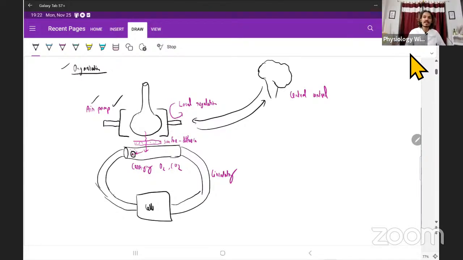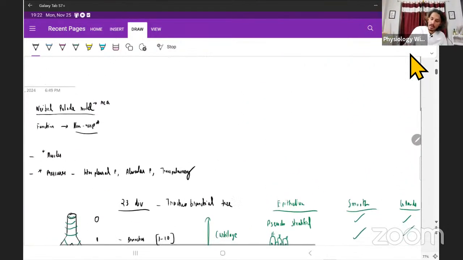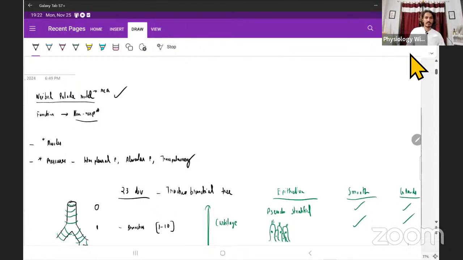Then later on, we'll learn about diffusion, transport of gases. We'll learn about the regulation by local and central mechanisms, acid-base balance. So all of this, if you mention it under different headings, gives you the answer for that question. Okay. So this is a quick thing about your feeble palate model.